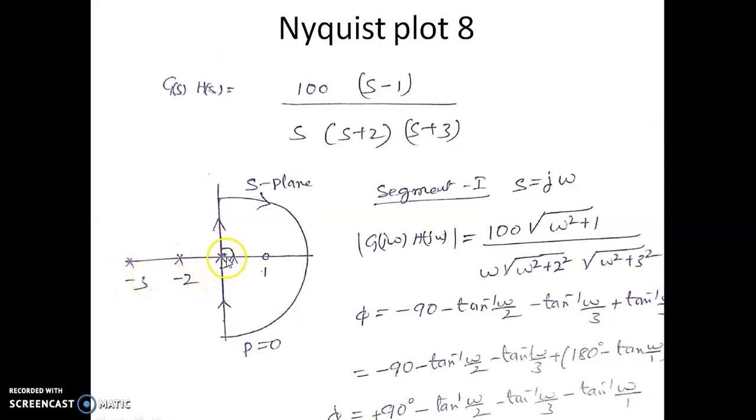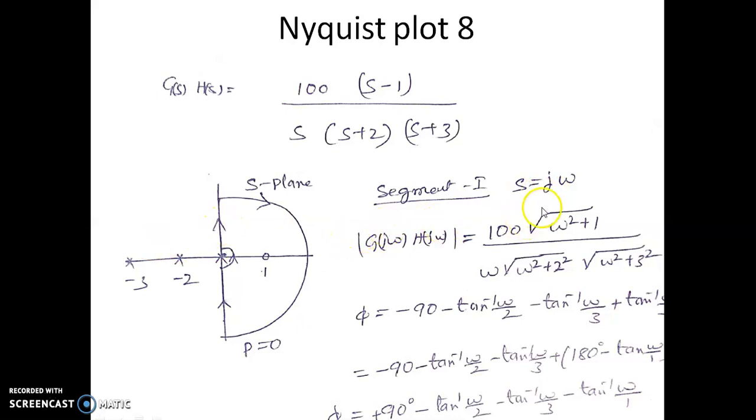Since it has a pole at the origin, the Nyquist contour consists of 4 segments: segment 1, segment 2, this is segment 3, and this is segment 4. As we usually do for mapping different segments of the Nyquist contour onto the GH plane, we take S equal to j omega for mapping the first segment.